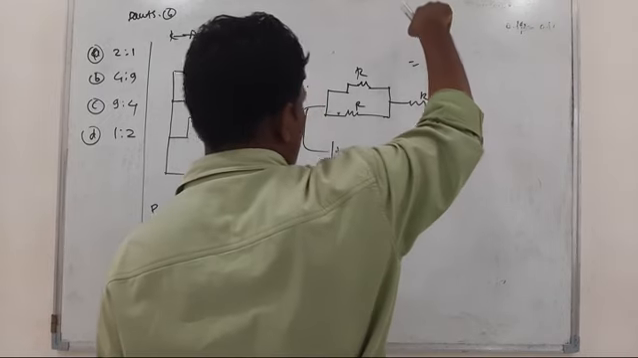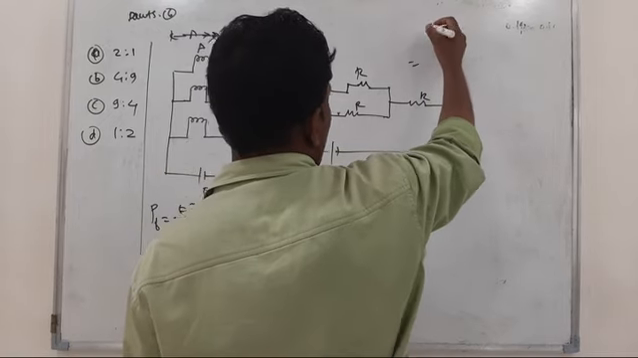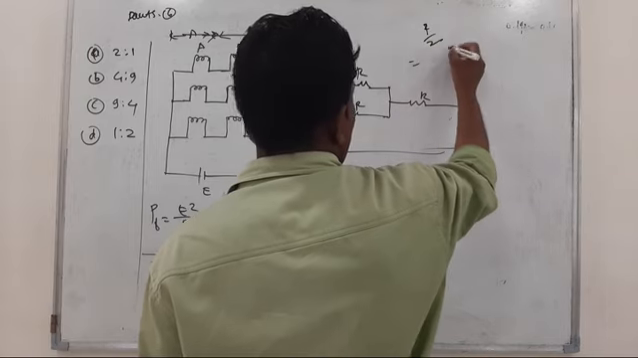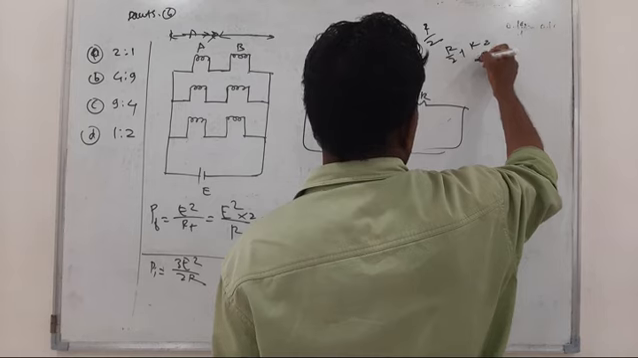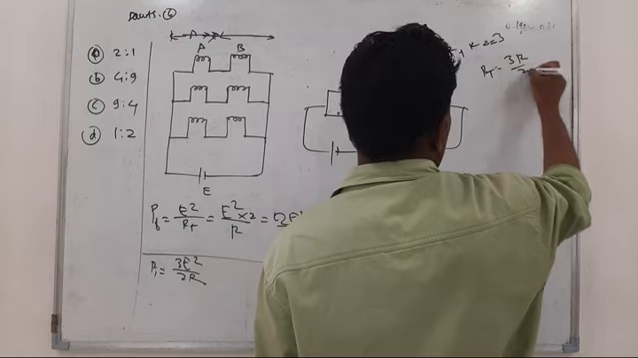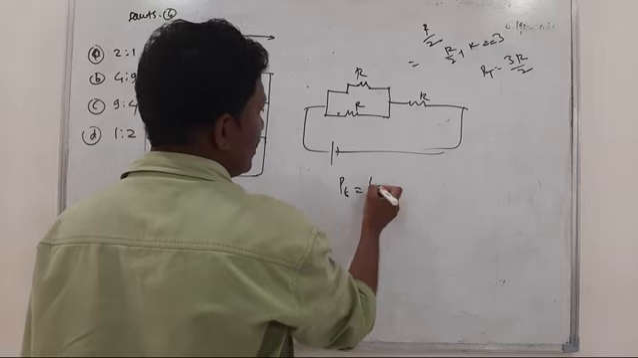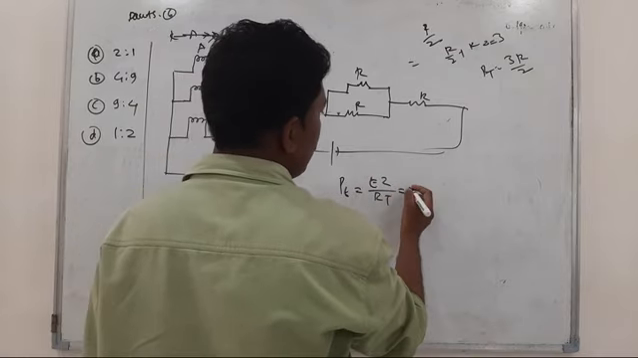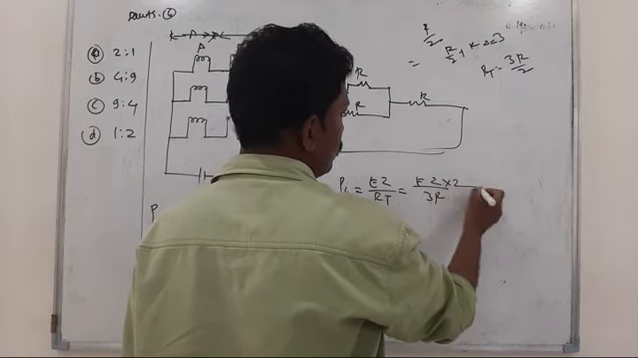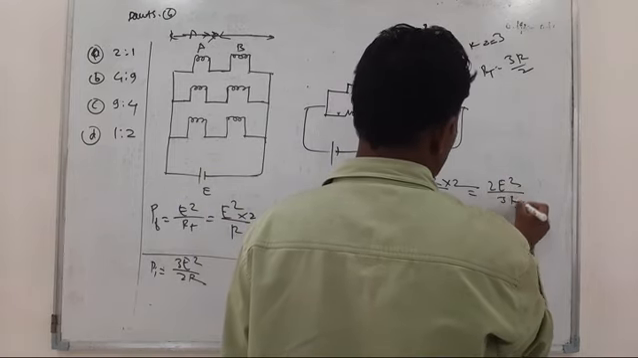That is 2 by R, that is R is equal to R by 2. This is the result, this is R by 2, that is R by 2 plus R, that is equal to what, student? That is R total is equal to 3R by 2, 3R by 2, right, student? Then this PF is equal to E square upon this R total, this R total is equal to 3R by 2. Means what, student, 2E square upon 3R, that is PF.